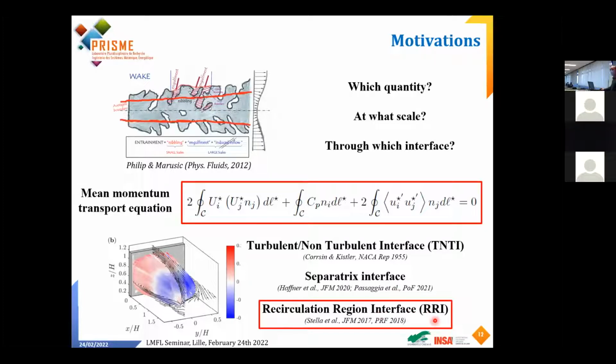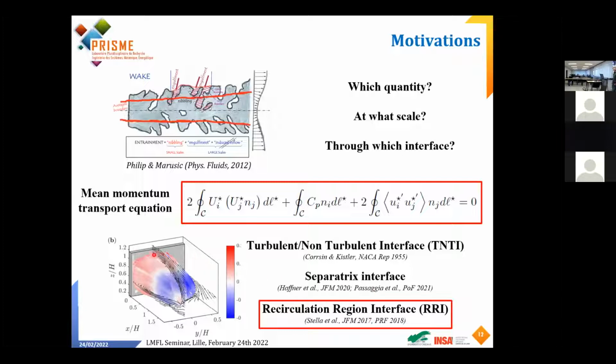And this will separate, it is called RRI in the following. And this interface is the limit where the streamwise mean velocity is equal to 0. So it is very easy to define. It exists every time. We can define it in 2D. In 3D, there is no big trouble with this. So in the following, I will focus on this one.